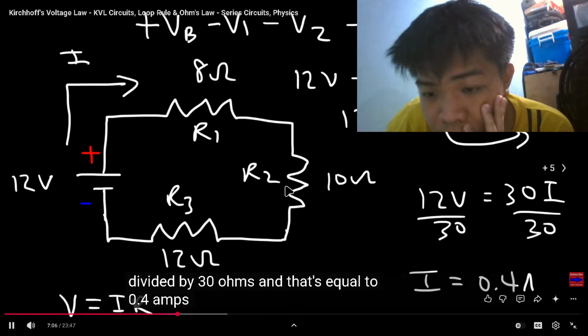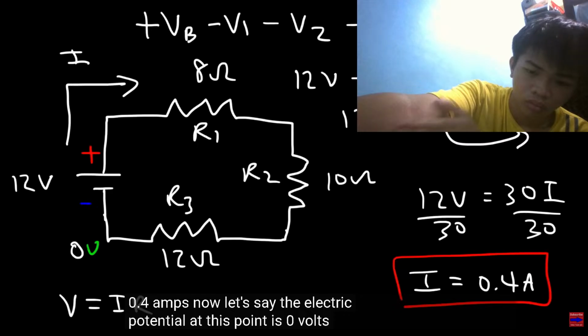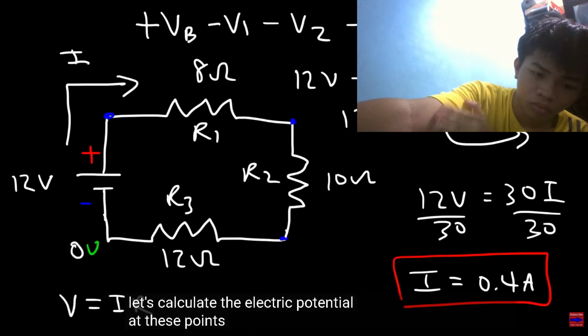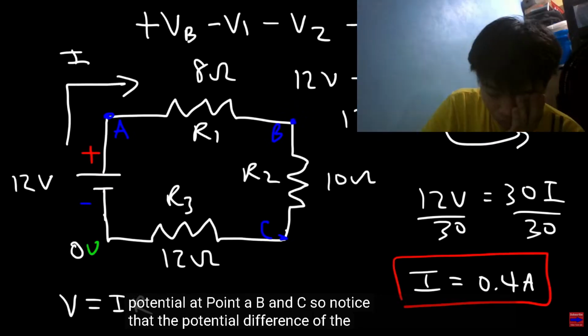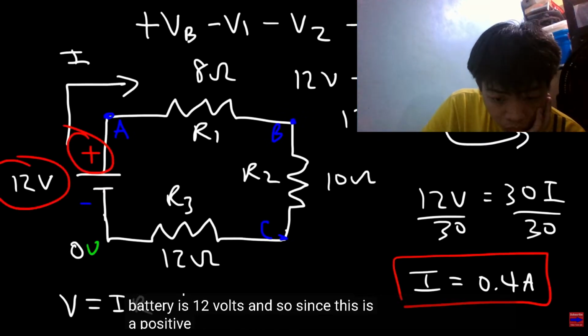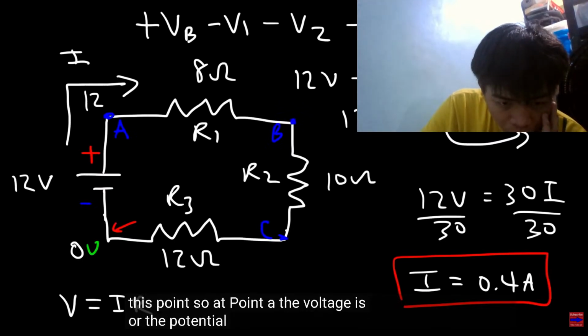Now let's say the electric potential at this point is 0 volts. Let's calculate the electric potential at these points. So what is the electric potential at point A, B, and C? So notice that the potential difference of the battery is 12 volts. And so since this is a positive sign, A has to be higher than this point. So at point A, the potential is 12 volts.